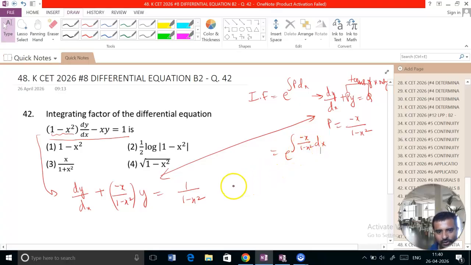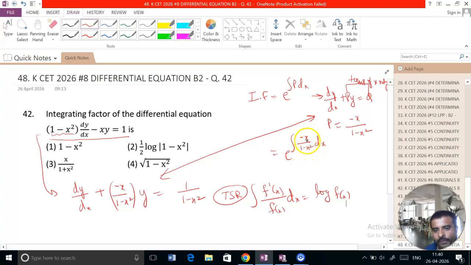Again we should use one more time saving result here. Whenever you have the integral of f dash of x divided by f of x with respect to x, you can directly write it as log of f of x plus c. So here your denominator is your function 1 minus x square. What is the derivative? Minus 2x. But we don't have that, so multiply and divide by 2 here.